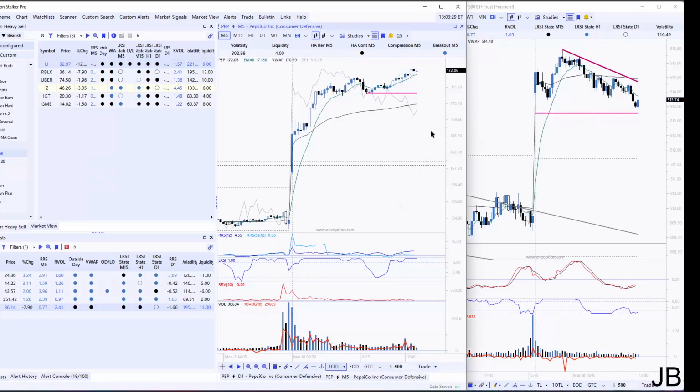Now, if we lose the low of the day, I'm going to consider exiting PEP for a small win because the market has now changed. My bias has changed because we have lost the low of the day. That's not what I wanted to see. I'm still neutral at this point, but if we lose that level, I'm out of the trade. So PEP is my day trade pick for today.